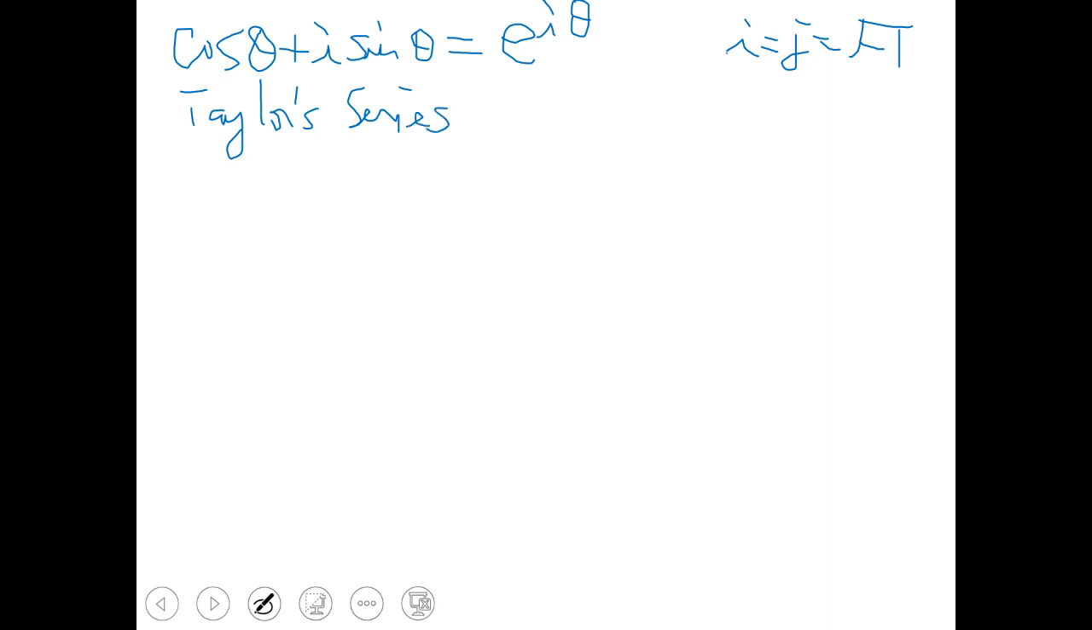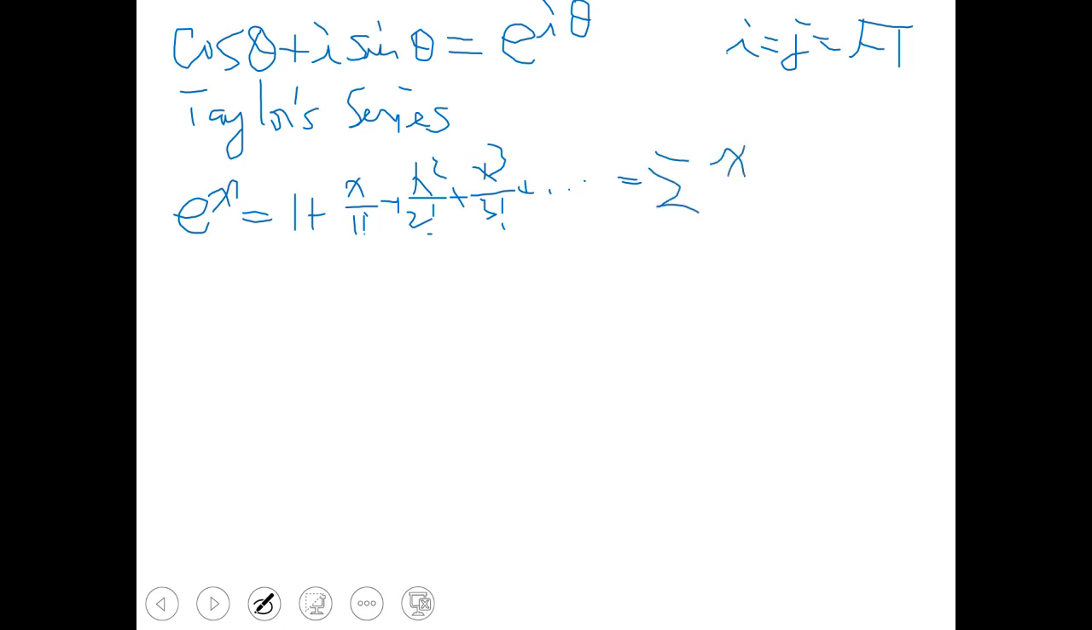So you know that e to the x is 1 plus x over 1 factorial plus x squared over 2 factorial plus x cubed over 3 factorial, to infinity. Or you can simply write it as the sum of x to the k power over k factorial, k equals 0 to infinity.